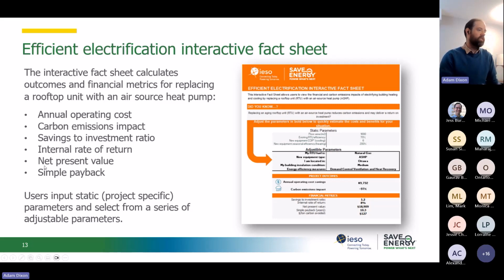And then it spits out some annual operating costs, carbon emissions impact, savings to investment ratio, internal rate of return, net present value, and simple paybacks. So if you're not a financial person, don't worry too much. You don't need to be to understand what these numbers are telling you.